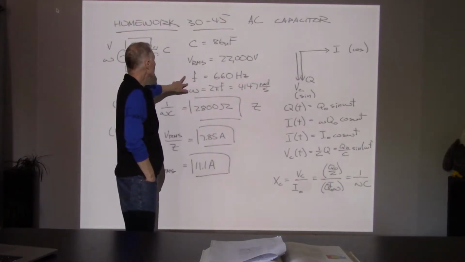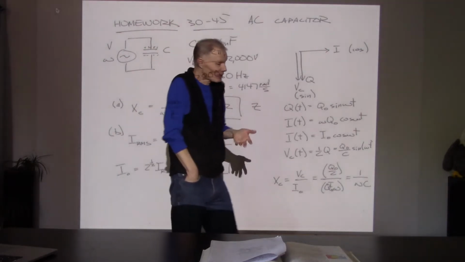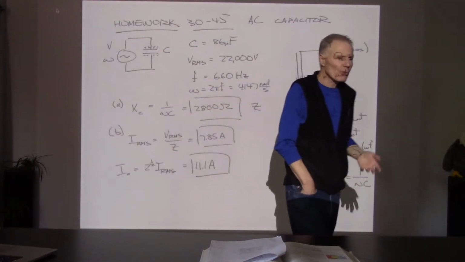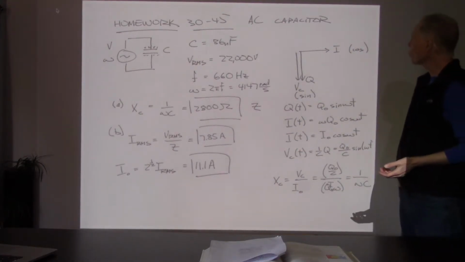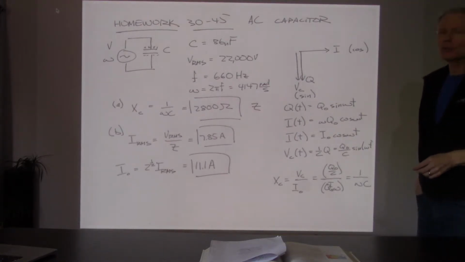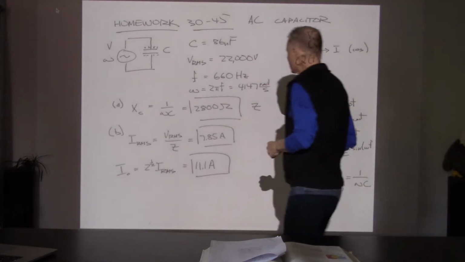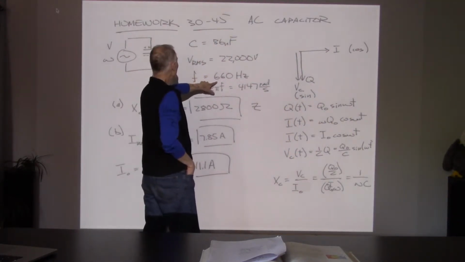Now in this problem, they gave us a frequency of 660 hertz, which is really fast. So either they intended this to be a really rapid oscillation, or somebody hit the 6 key twice when they were writing up the problem and didn't notice. They meant standard 60 hertz, but instead it became 660. Anyway, we're going to go with that.